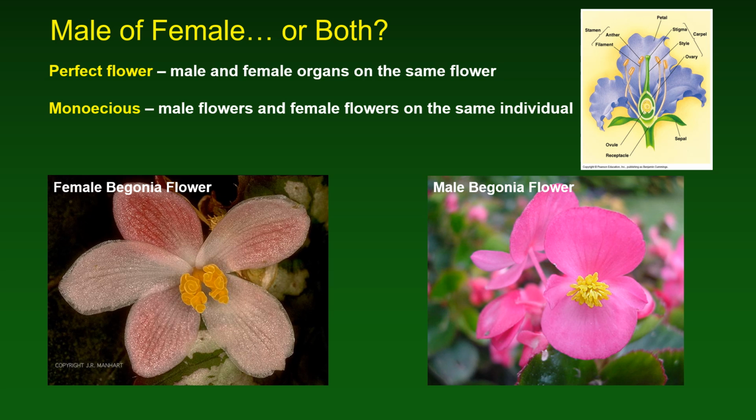What you're seeing here is begonia. And on a begonia plant, you can have female flowers that have carpels but no stamens, and male flowers that have stamens but no carpels. Sometimes we have totally separate male plants and female plants. So there's a bunch of different ways of doing things.